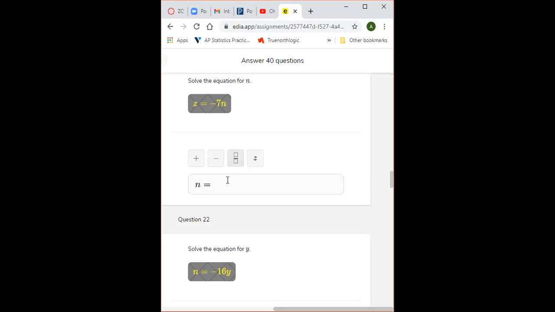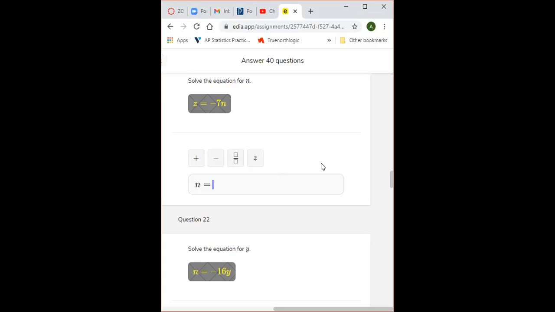It already has the n equals. You can do it this way. Z and then -7 will be fine. You can put the negative out front. I don't care where the negative goes, okay? If it makes you uncomfortable, just put it out to the front, all right?